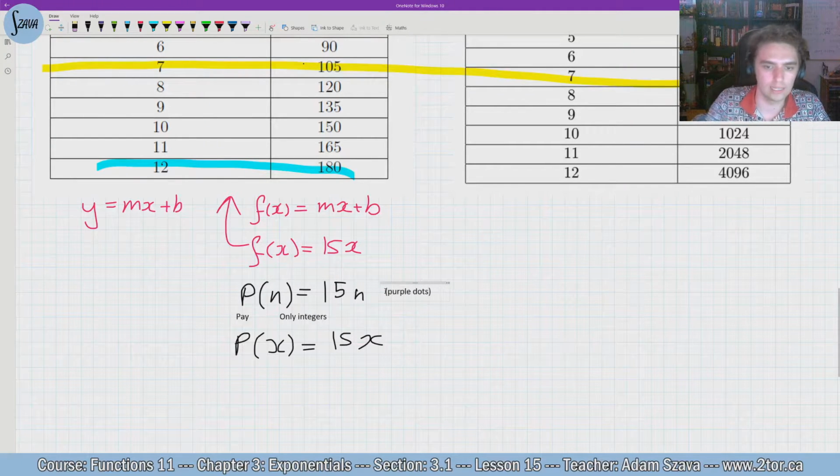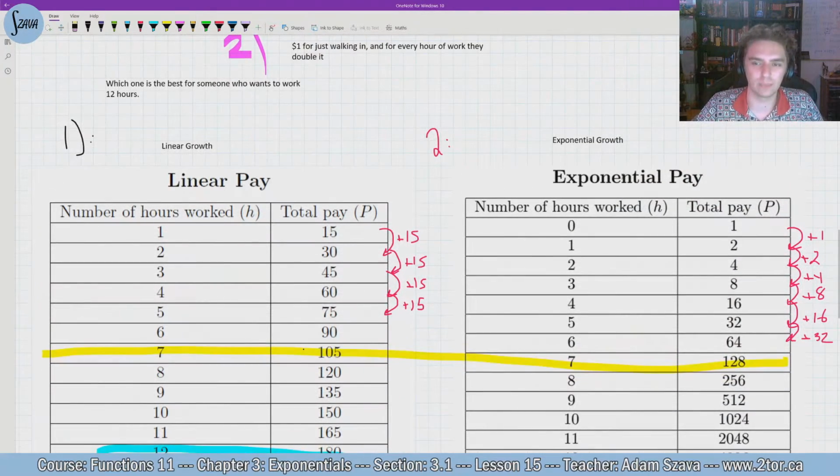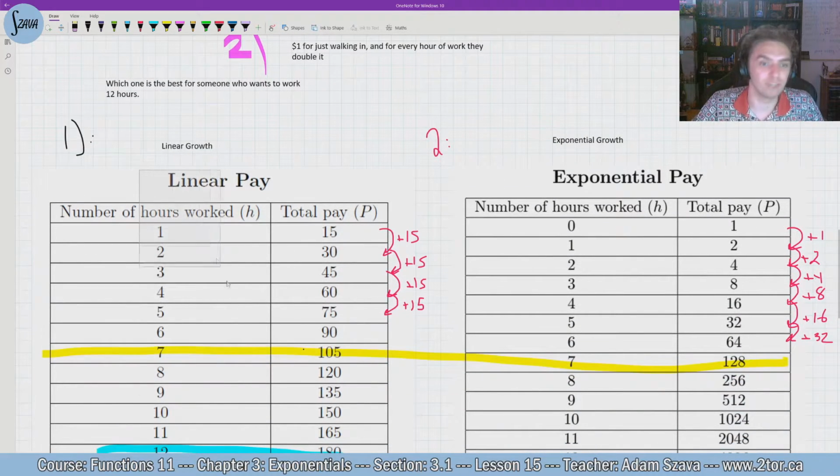Purple dots. This is the line connecting all the dots, if we were able to work negative hours and half an hour, in half-hour chunks or in any other chunks we want. But I never said that. The reason I'm making such a big deal about this is because it is a big deal for exponential pay. If I just asked you right now, how much would you make if you worked an hour and a half? You might be able to figure that out for linear pay, but what would it be for exponential pay?